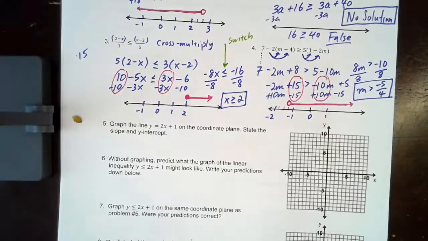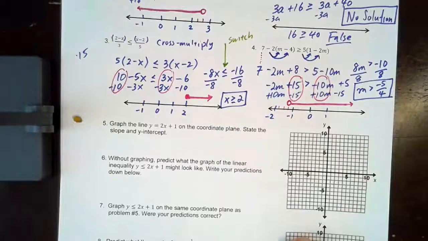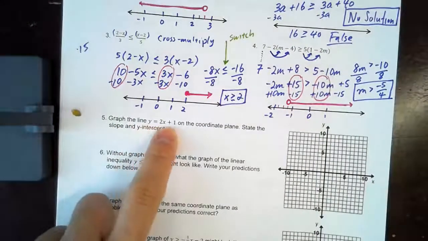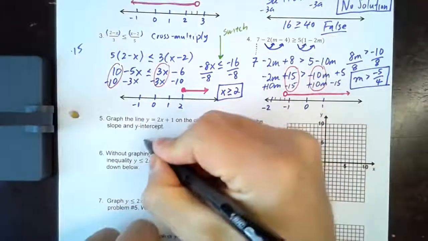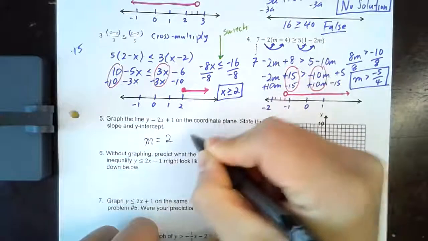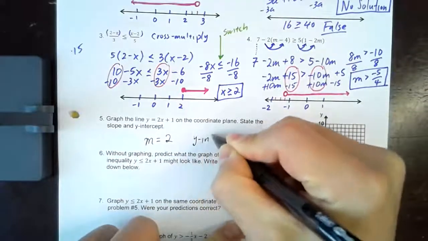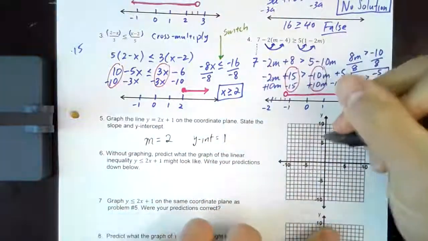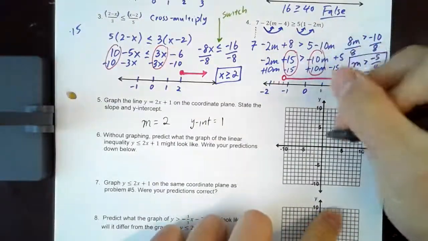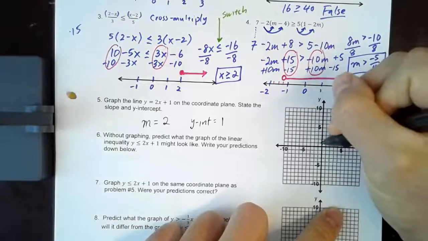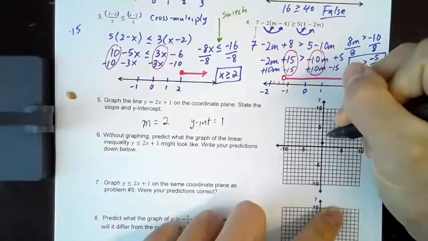Okay, let's shift gears a little bit, and now let's talk about how to graph a linear inequality. Now the good news is it's actually very, very similar to graphing just a regular equation, right? So number 5 says graph the line y equals 2x plus 1 on the coordinate plane. State the slope and the y-intercept. So we know that the slope here is 2. We know the y-intercept is 1. And that's going to be the same for an equation or an inequality, right?